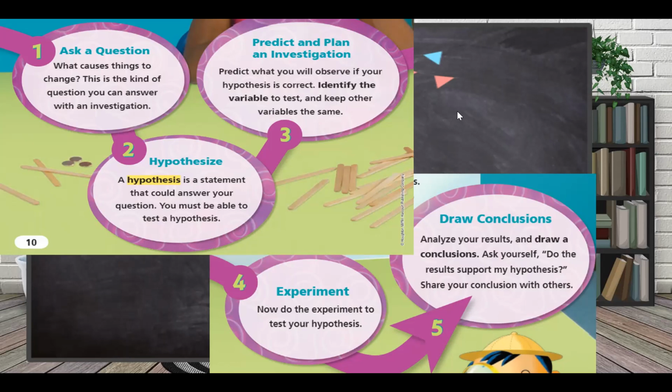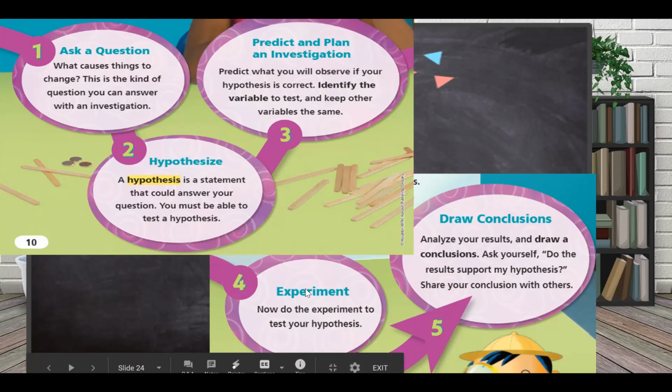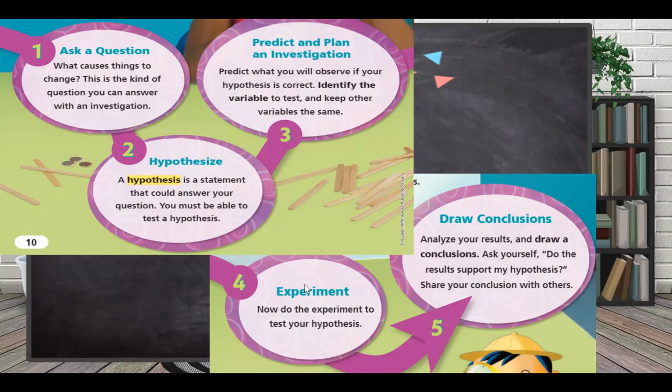Yes, I can test. So it's a hypothesis. If you can make a test about it, it's a hypothesis. Then you need to predict and make a plan, okay? After you predict and make a plan, you make your experiment. You try. Why? To test your hypothesis.